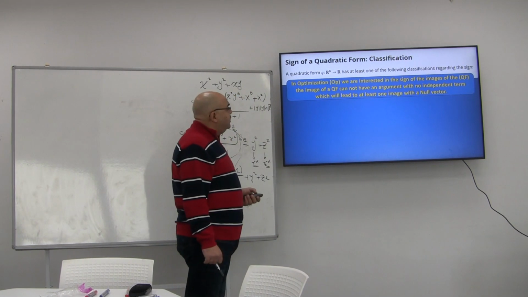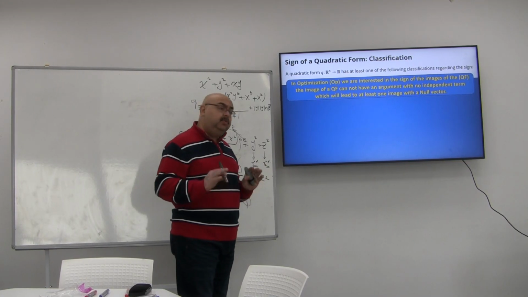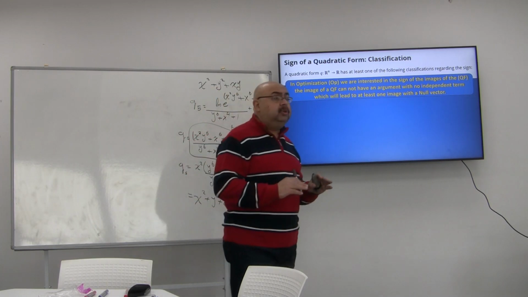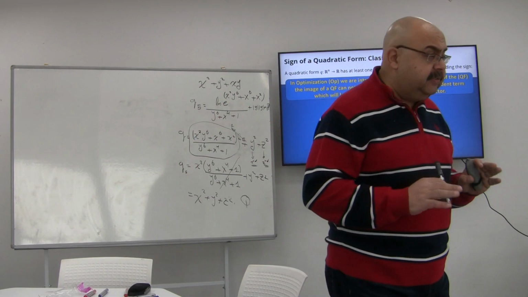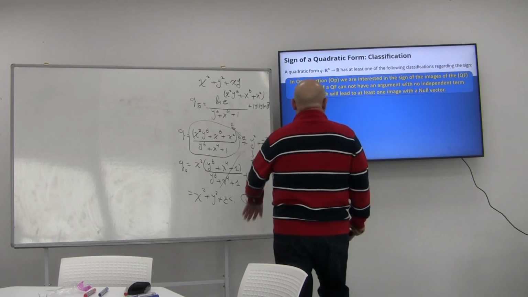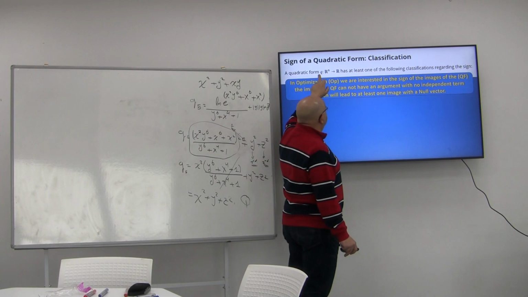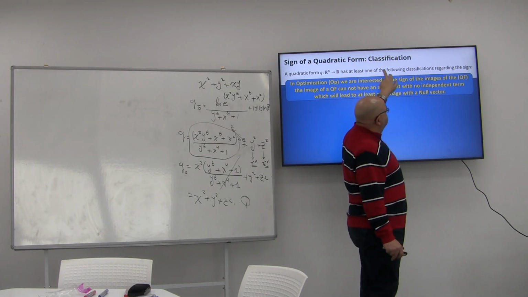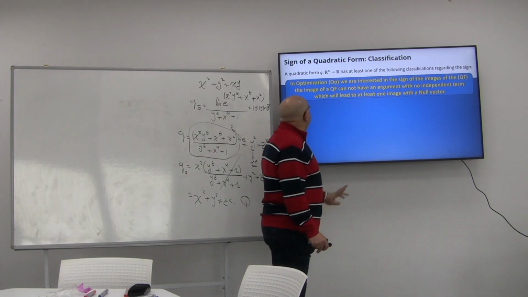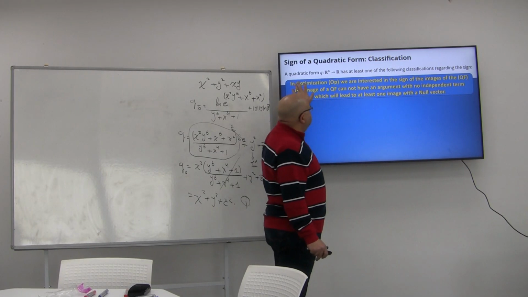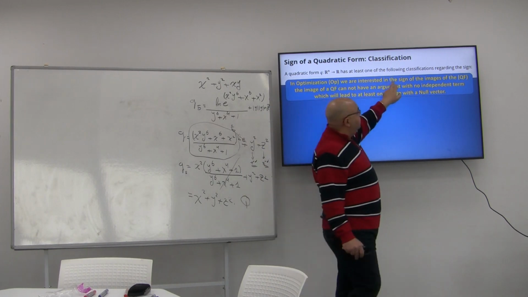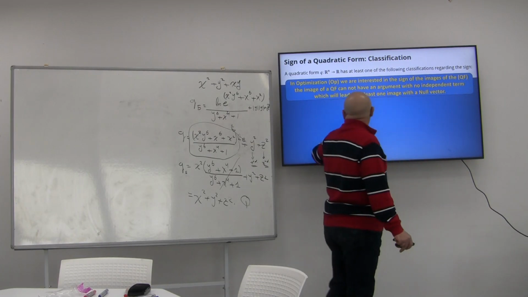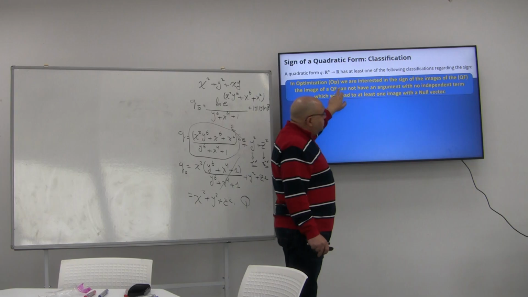So we will have a classification about this part, and we will continue with the details of how to analyze quadratic forms, how to get the details of the sign relative to quadratic forms. So a quadratic form is a part of a polynomial from Rn into R that has at least one of the following classifications regarding the sign. I will usually use OB for optimization problems. We are interested in the sign and the image of a QF, which is an abbreviation for quadratic form.